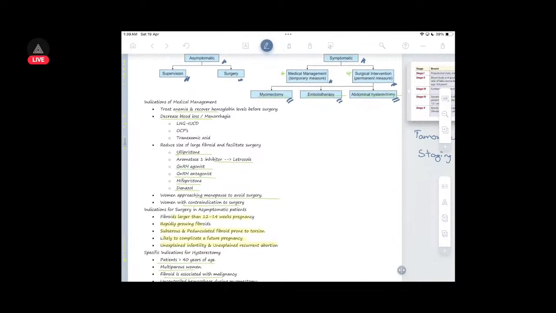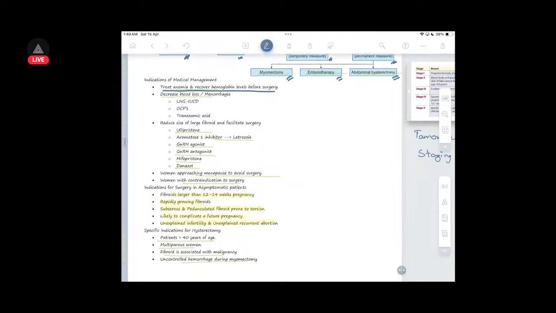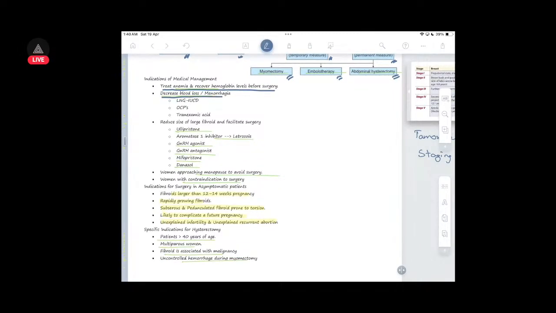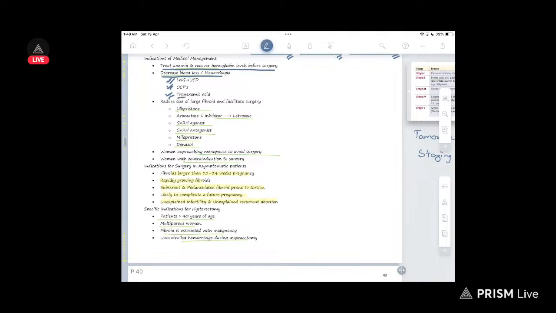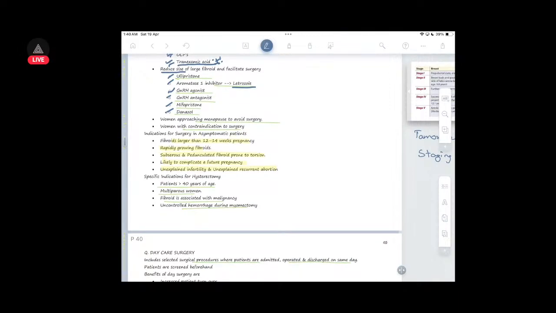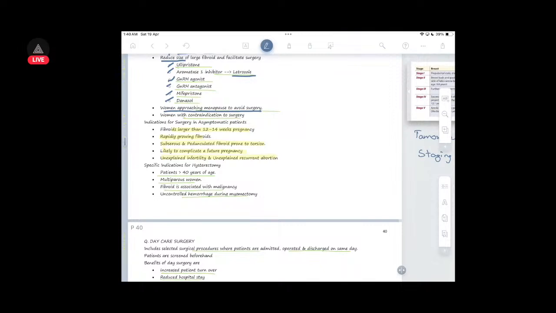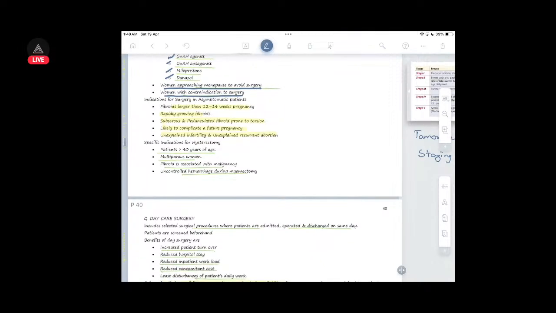Management: the indication for medical management is, if only to treat the anemia and recover hemoglobin levels before the surgery. In order to decrease the blood loss or menorrhagia, long-acting IUCD, oral contraceptive pills, and tranexamic acid can be provided. To reduce the size of a large fibroid, you can give ulipristal, aromatase inhibitors like letrozole, GnRH agonist or antagonist, mifepristone, and danazol. If the woman is approaching menopause and wants to avoid surgery, you can do that also. Women with contraindication to surgery can also be given medical treatment.